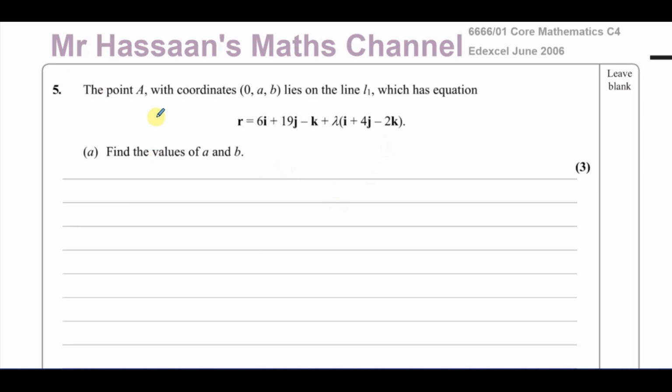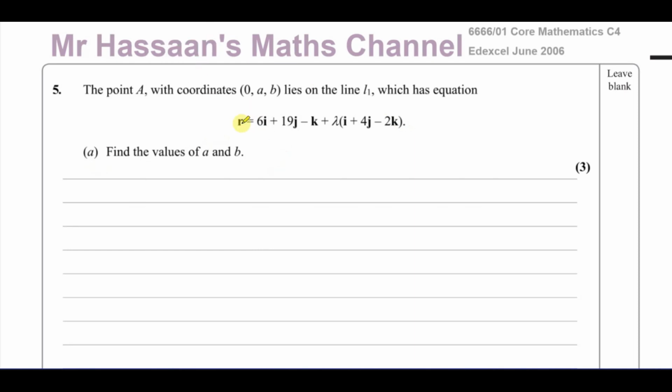So part A says: the point A with coordinates (0, a, b) lies on line L1, which has equation r = 6i + 19j - k + λ(i + 4j - 2k). Find the values of a and b.